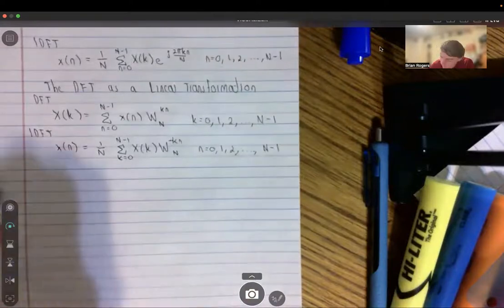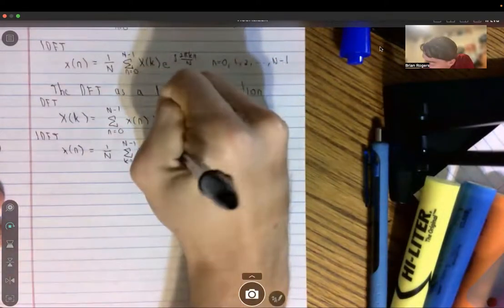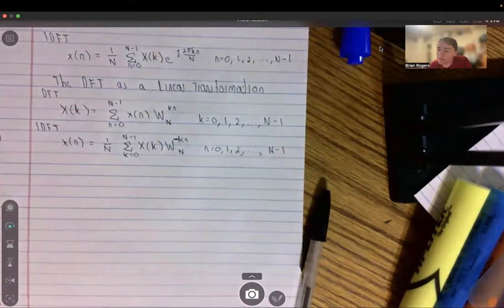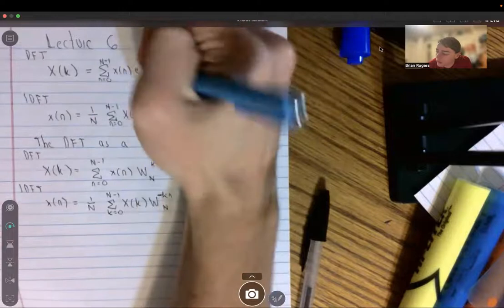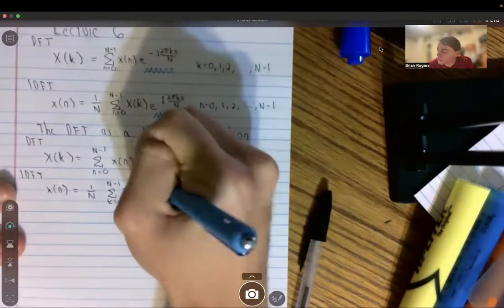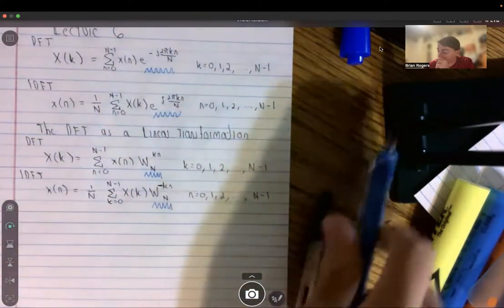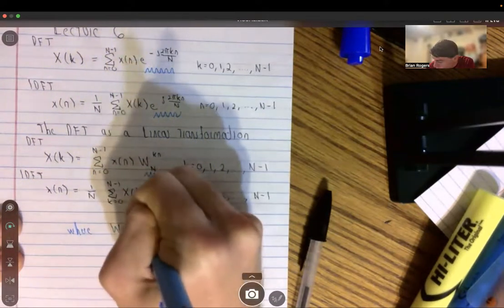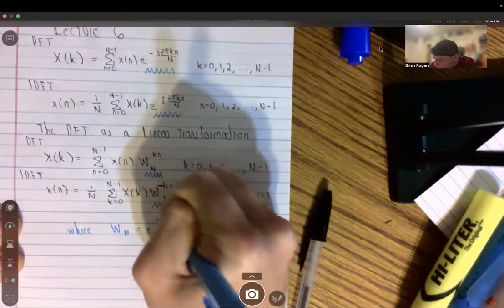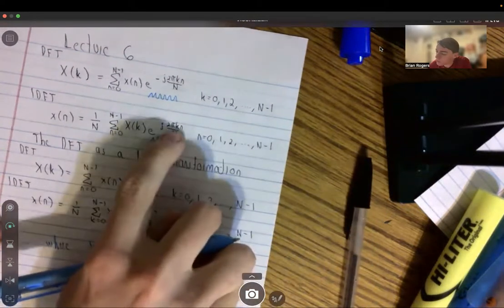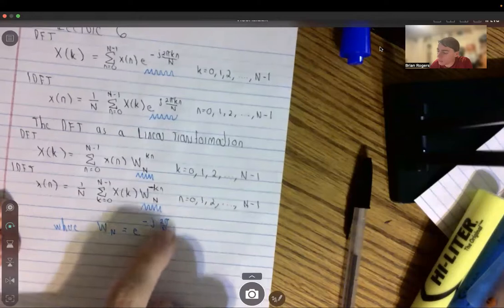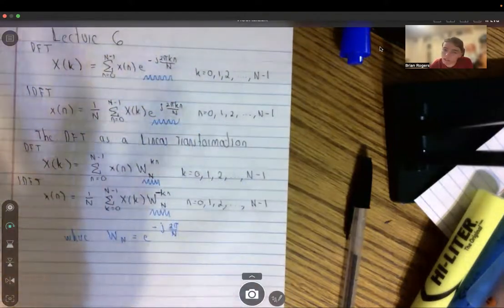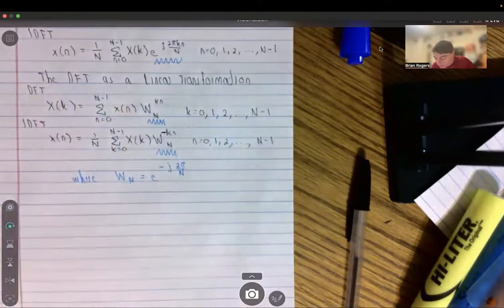Okay, so we got those two. The big thing here, and let me make sure that minus sign sticks out, is that instead of e to the power, he just replaces it with capital W. He says capital W_N is going to equal e to the negative j 2 pi all over capital N. So literally the only thing missing is times k and lowercase n, and that's why we still write it up here, times kn. He just made a substitution in order to perform the linear transformation.